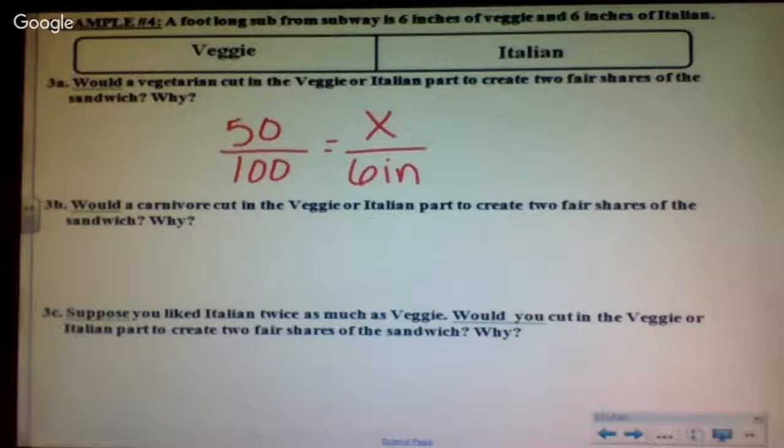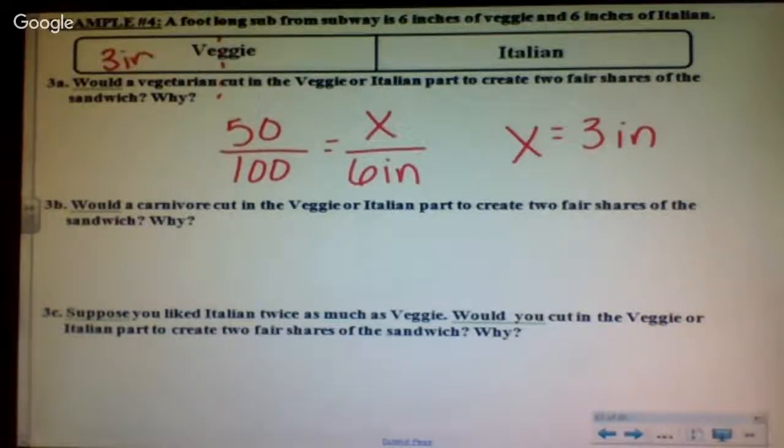Okay. Before you even cross multiply, you don't even need to cross multiply this one. 50 over 100 is what? Half. 1/2. What's half of 6? 3. Look, we small. Boom. 3 inches. Okay. So, as a vegetarian, I want to cut the veggie part in half.